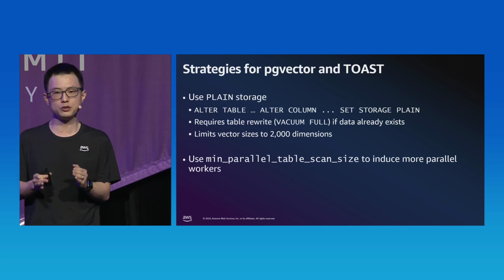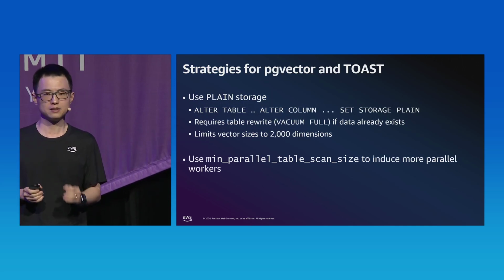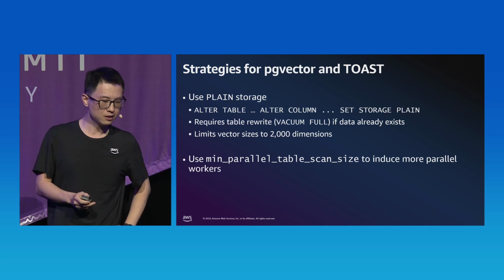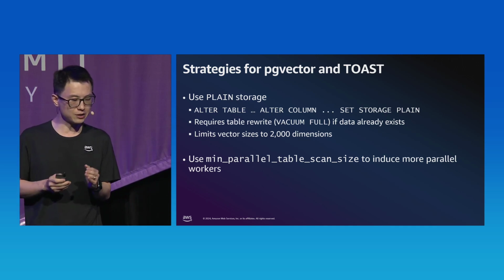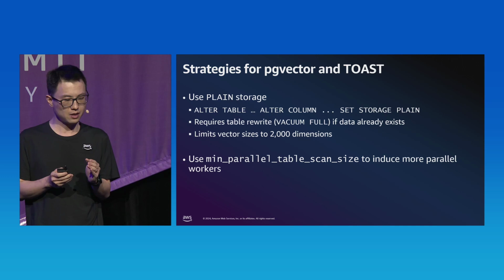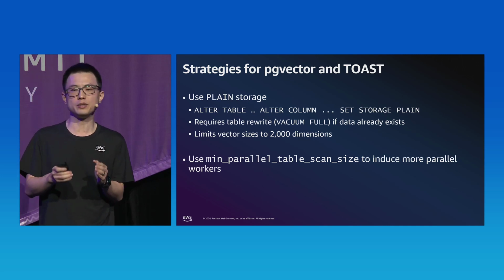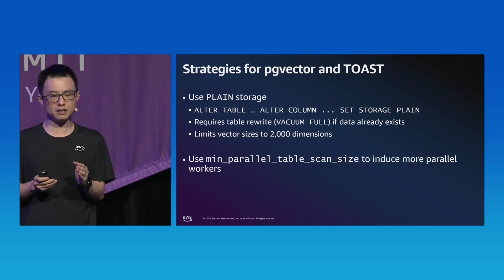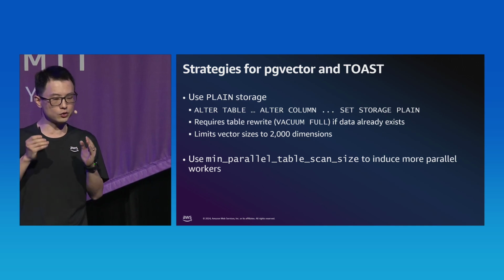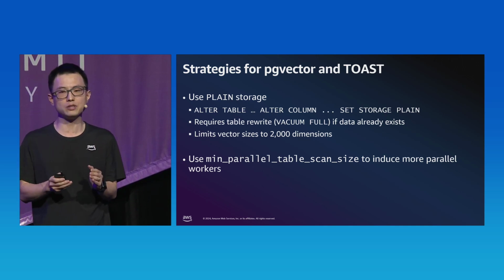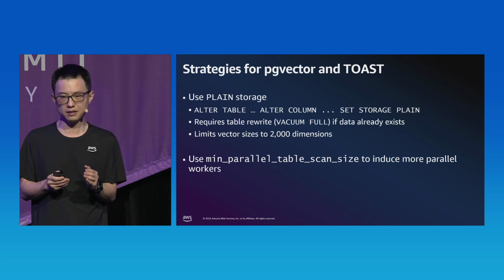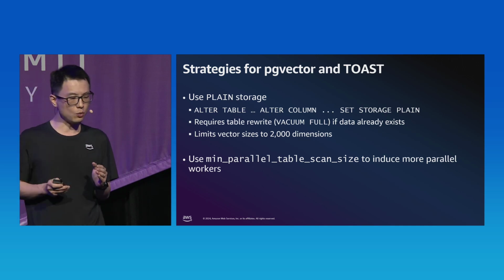To solve this issue, there are two ways. The first way, you can use the plain storage type to prevent everything from being toasted. But the limitation of this is you can only store up to 2,000 dimensions of data here.